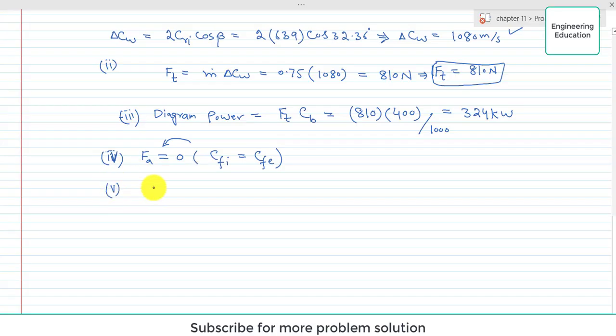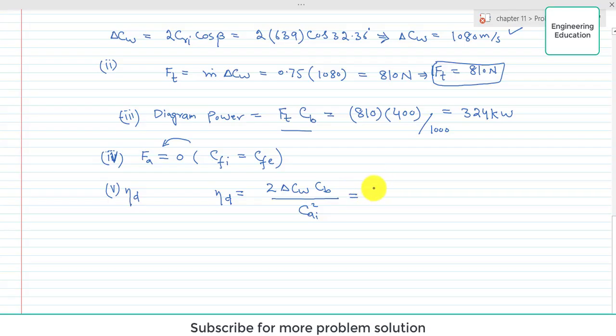Fifth, we have to find the diagram efficiency. For that, we have the expression, diagram efficiency equal to 2 delta CW CB by CAI square. Efficiency is nothing but the power developed divided by the energy supplied, or the power input. This is the power developed, which we have seen over here, FT into CB. This is the diagram power, and CAI square by 2 is basically the kinetic energy of the steam, so this is the input power.